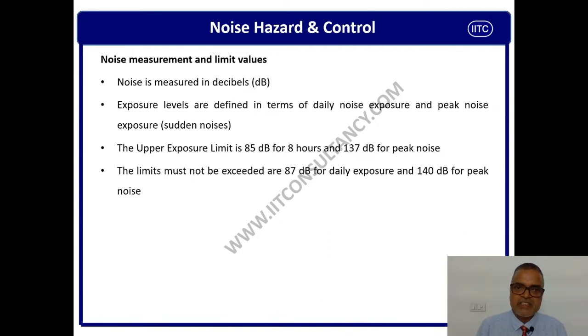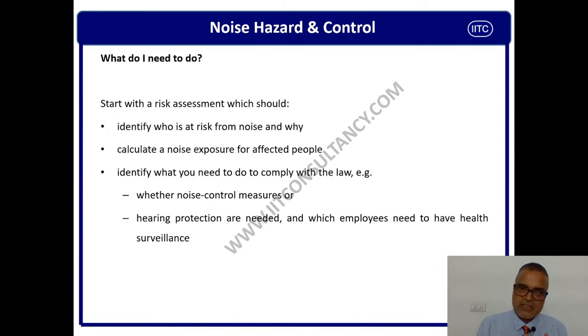Exposure levels are defined in terms of daily noise exposure limit and peak noise. The upper exposure limit is 85 dB for 8 hours and 137 dB for peak noise. And it should not exceed 85 dBA on daily exposure and 40 hours in a week, and it should not go more than 140 dB for the peak noise. Guys, I hope you understand.